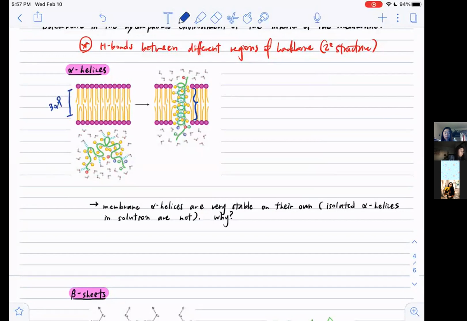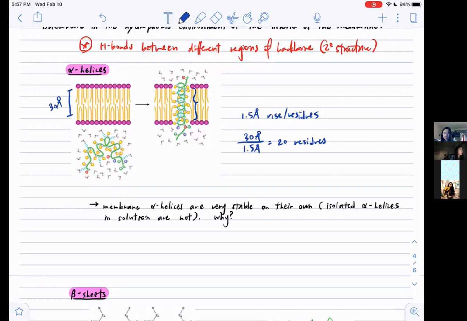So if the rise per residue in an alpha helix is 1.5 angstroms, you can note that it takes 30 divided by 1.5 equals 20 residues. It takes about 20 residues in an alpha helix to span the hydrophobic region.